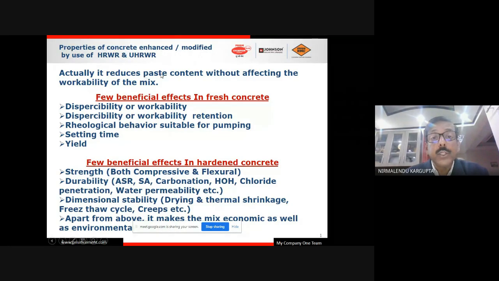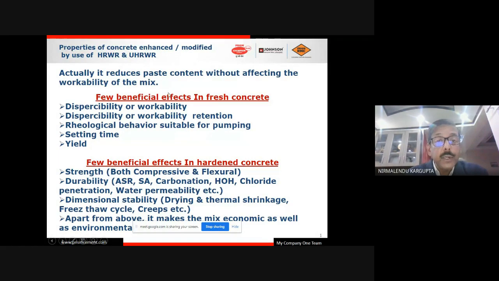Actually, it reduces paste content. Again and again, I am emphasizing this word: paste content. It reduces paste content without affecting the workability of the mix. Few beneficial effects in fresh concrete. These slides are very basic slides. It is not for those who are expert. It is for those who are newcomers to join us today.